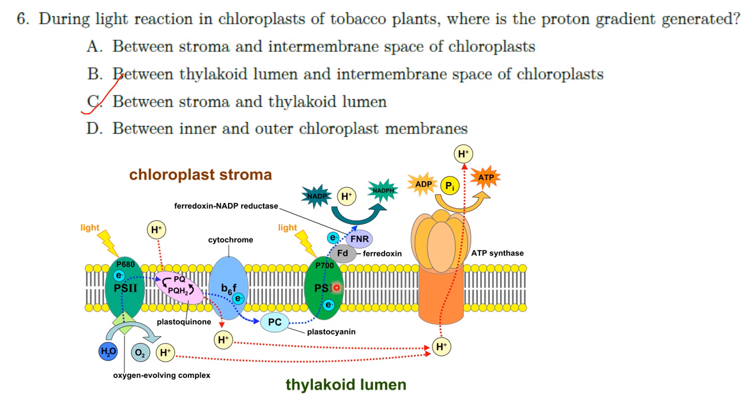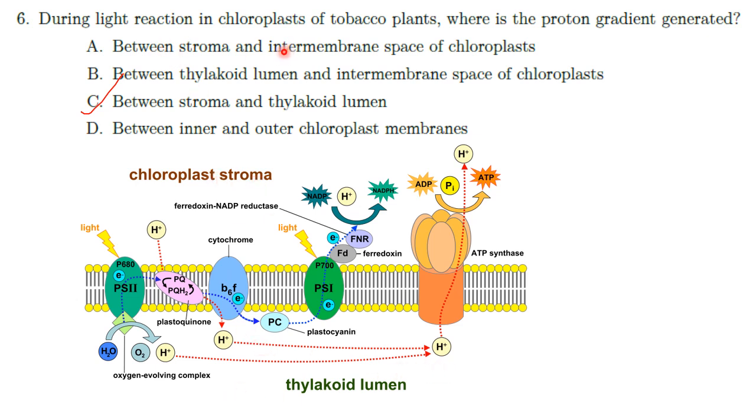then the production of NADPH from NADP by utilizing the protons from the stroma, will result in creating what is known as the proton gradient across the thylakoid membrane. So where is the proton gradient generated? It is between the stroma and thylakoid lumen.